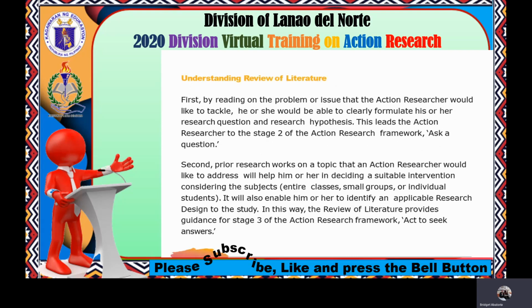Okay, understanding review of literature. First, by reading on the problem or issue, so we are conducting action research because there is a problem. By reading on the problem or issue that an action researcher would like to tackle, he or she would be able to clearly formulate his or her research question and research hypothesis. This leads the action researcher to stage 2 of the action research framework, ask a question.